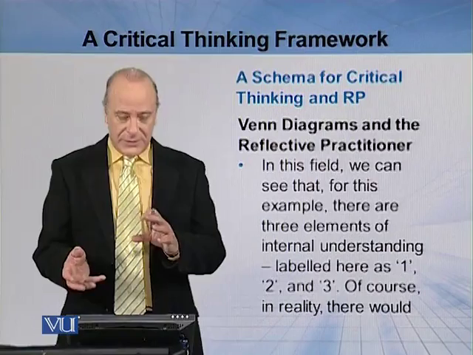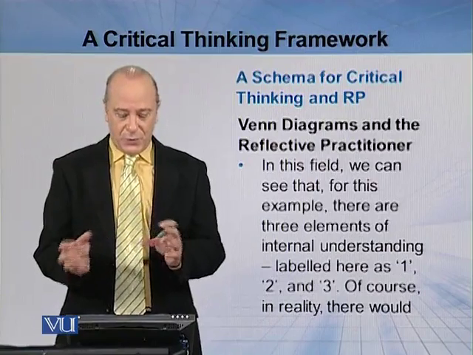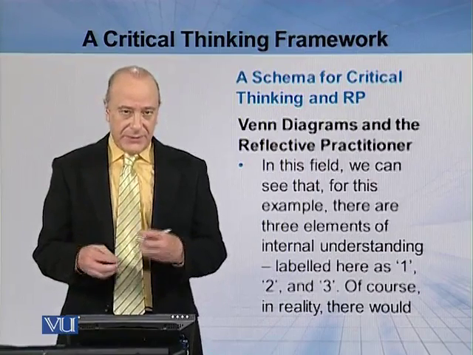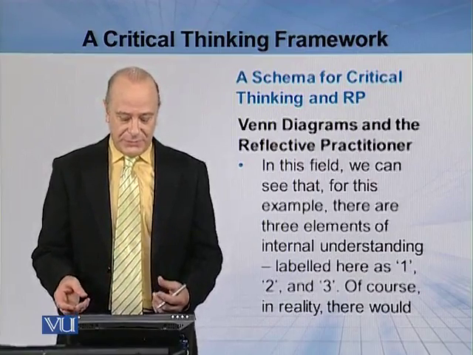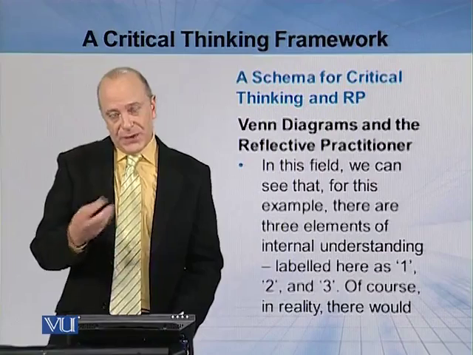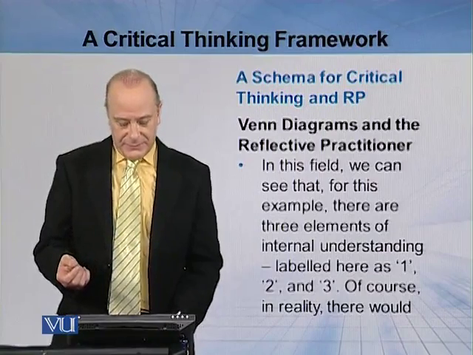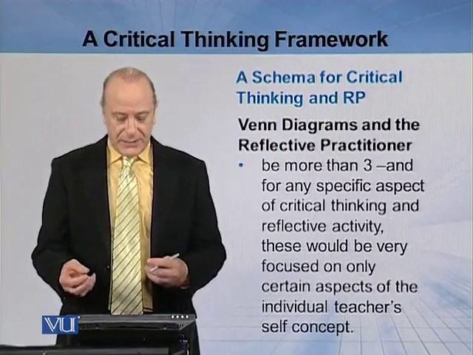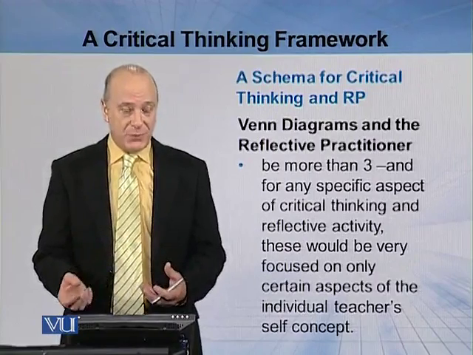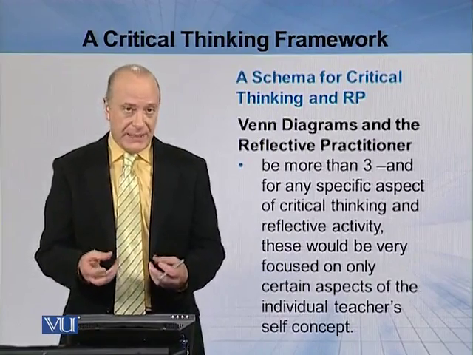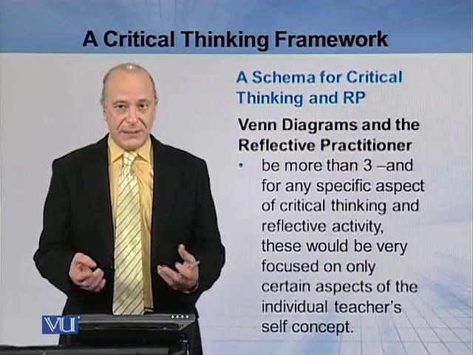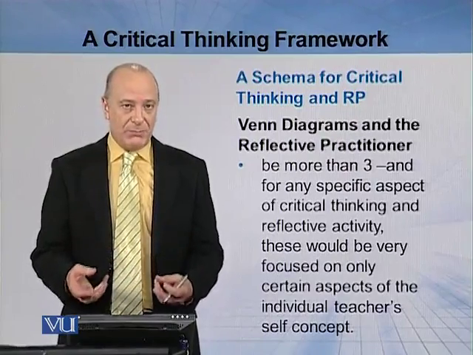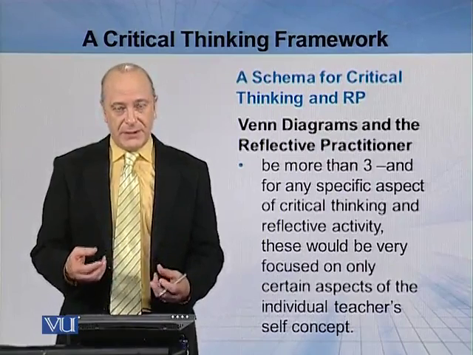So in this field, there were elements labeled 1, 2, and 3. And these are just elements that the teacher in this example would be reflecting on. Of course, they reflect a certain level of reality. And there could therefore be many more than just 3 elements within the field. There could be 8, there could be 10, there could be 15. The more elements, the more complex the level of thinking.